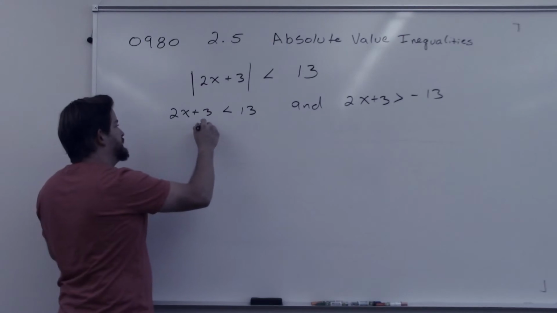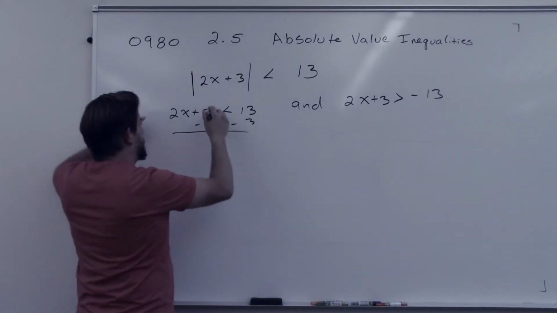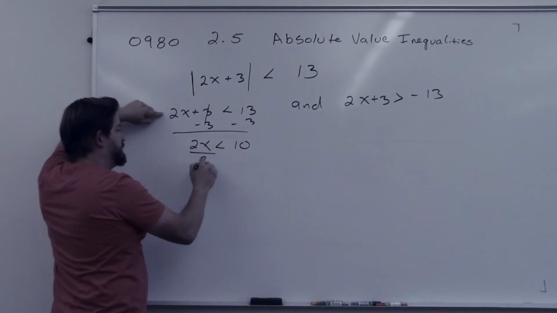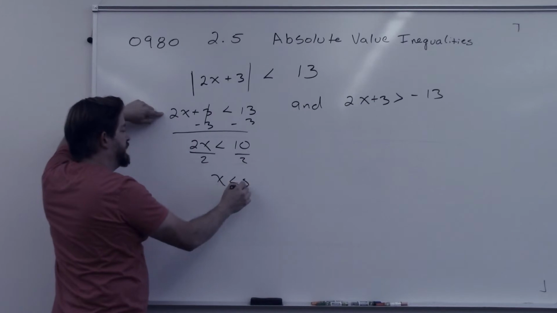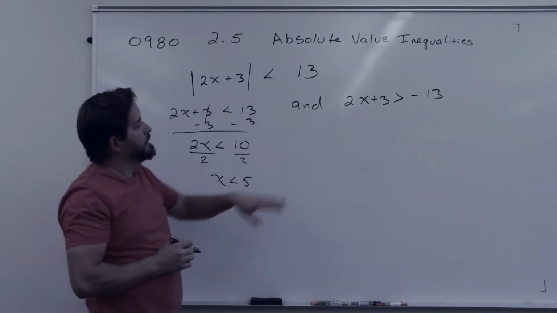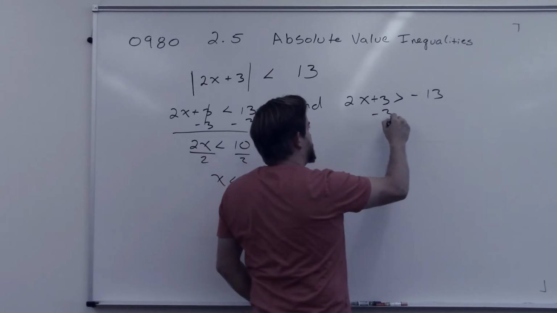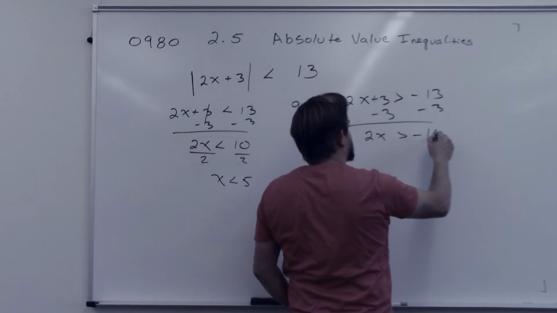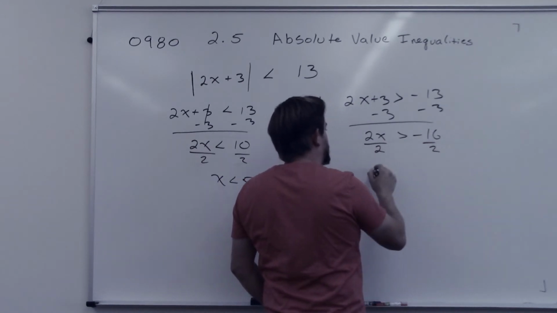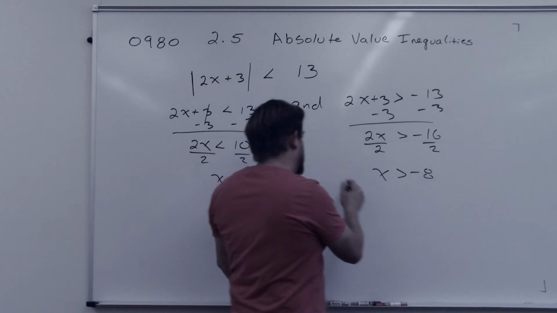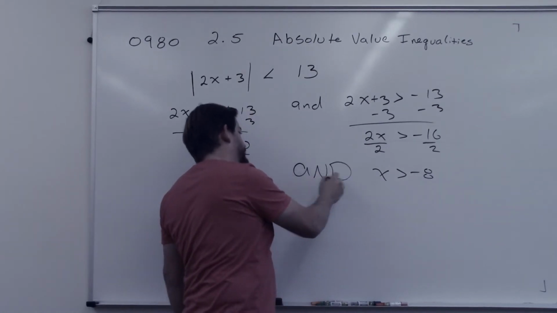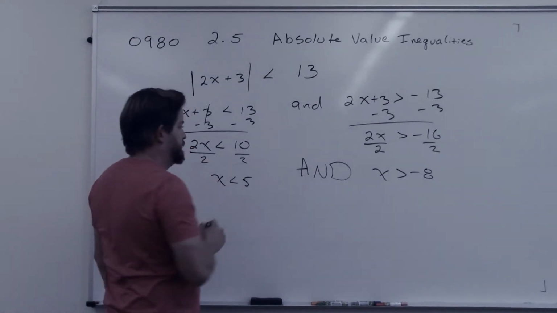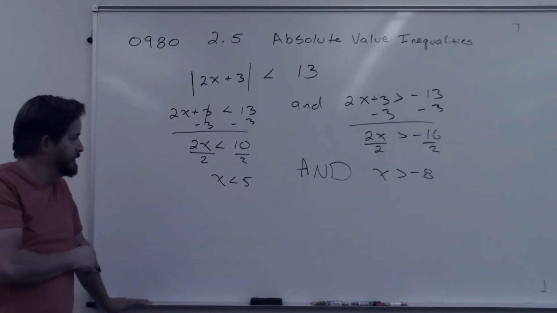So I will. -3 gives me 2x is less than 10. And if I divide by 2, I get x is less than 5. Same thing over here, -3 from both sides. That gives me 2x is greater than -16. Divide each side by 2, and I have x is greater than -8. And again, this is an AND. I don't know why I went capital, but forgive me. For all those OCDs out there, that's better.